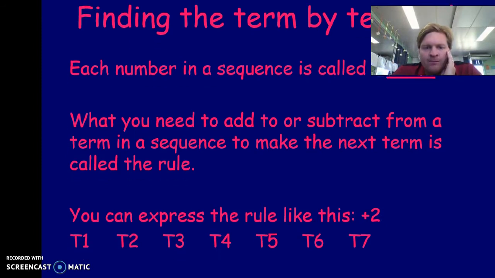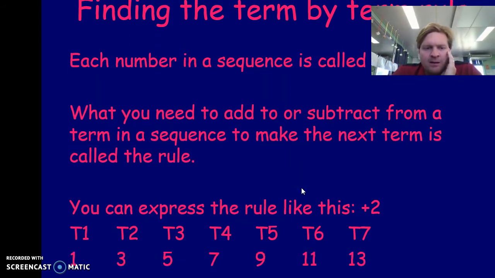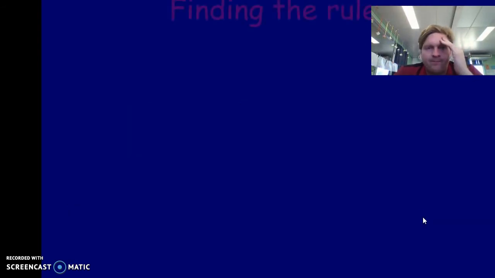Here's an example, a little bit further. I'll just scan down. Term 1 is 1. Term 2, the T stands for term. Term 1 is 1. Term 2 is 3. Term 3 is 5. Term 4 is 7. Term 5, so on and so forth. You can see that the rule is +2.